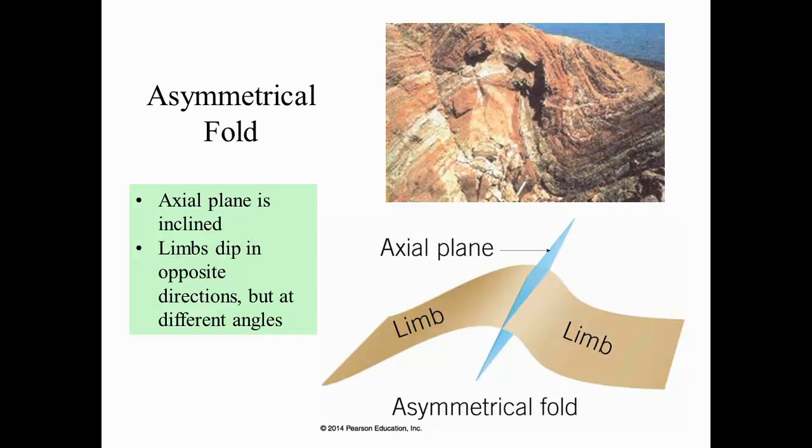Now, in the case of an asymmetrical fold, notice that the axial plane is inclined. The limbs are still dipping in opposite directions, but the dip angles are different. One limb is dipping at a steeper angle than the other limb, even though the limbs are still dipping in opposite directions. And we have a picture of an asymmetrical anticline and syncline shown in the upper right-hand corner.